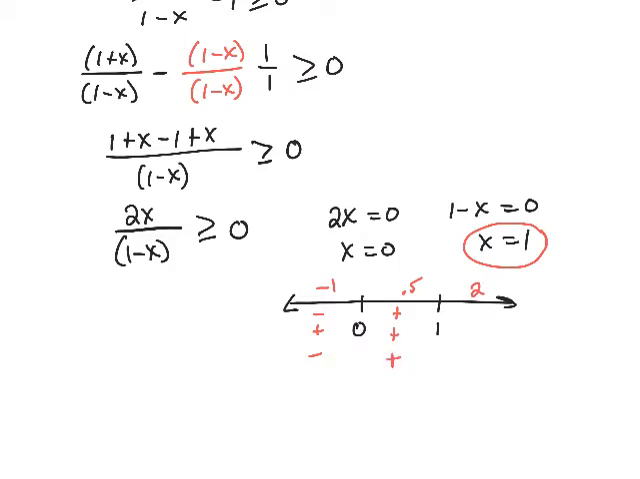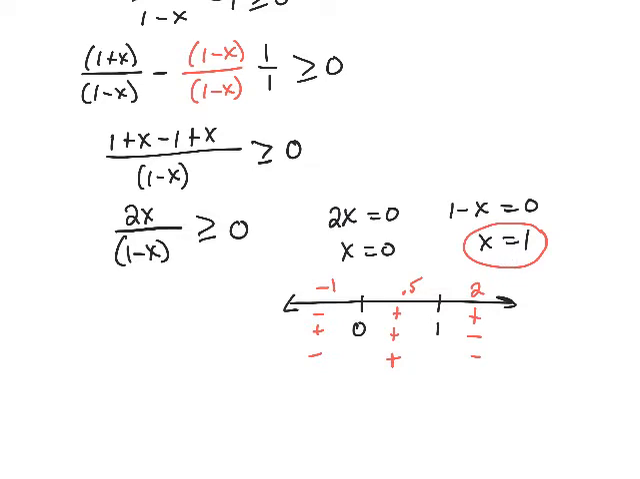Same thing for 2, it's going to be positive. 1 minus 2 is negative, so that's negative. So my answer is going to be in the middle, okay? But this is where we have to be careful. I can include the 0 because that's in the numerator. I cannot include the 1 because that's in the denominator.